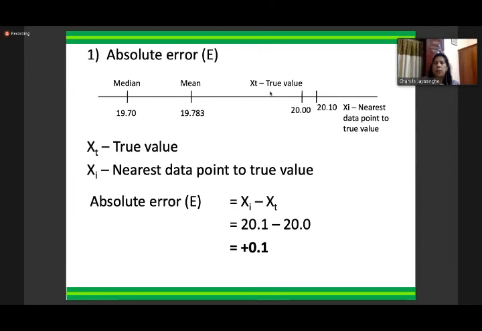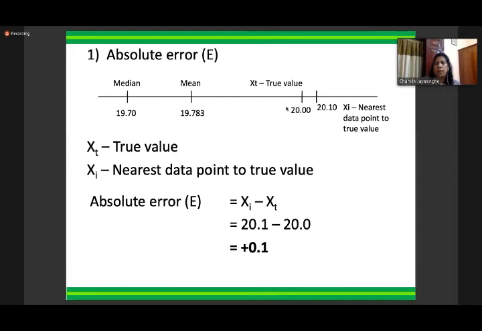xi is the data point nearest to the true value. xt is the true value. Now the true value is here. These two are very important. xt is the true value, xi is the nearest data point to the true value, and therefore the absolute error is calculated as xi minus xt. That is, from the nearest value, you subtract the true value. Accordingly, 20.1 minus 20.0, and therefore you will get plus 0.1. Therefore, absolute error always has a sign, plus or minus.